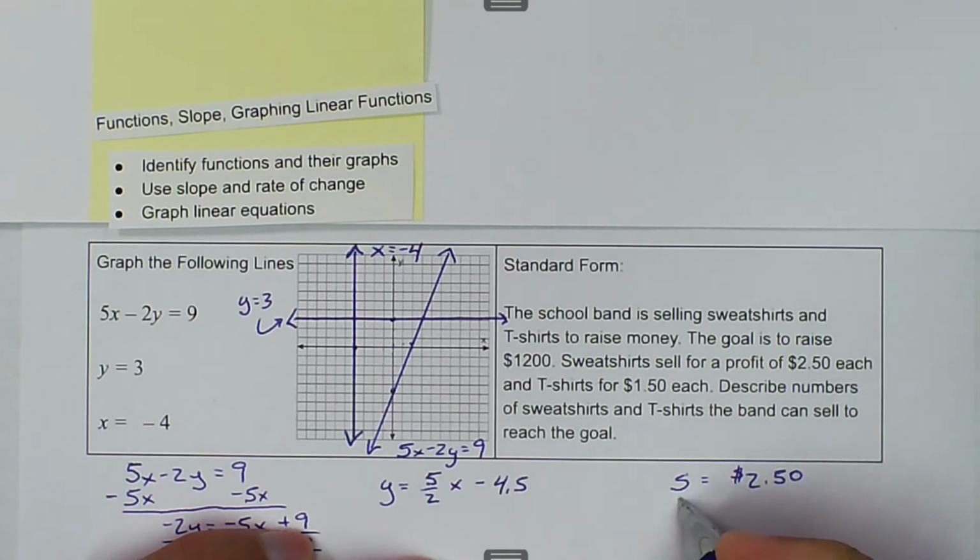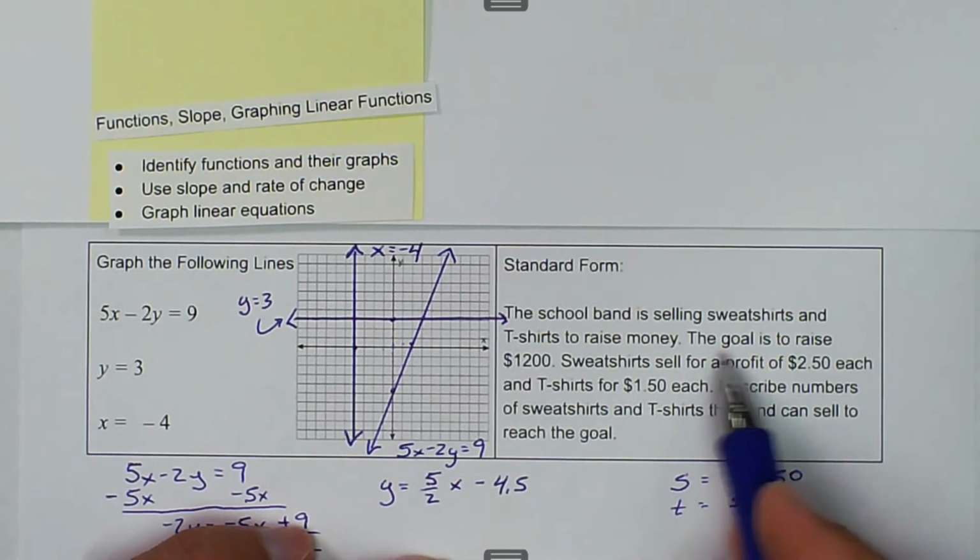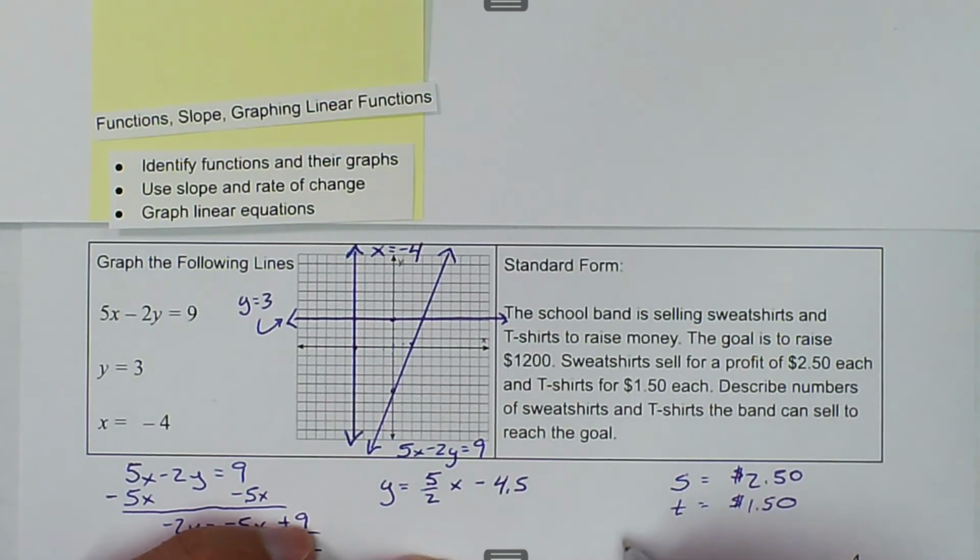And t-shirts, they sell for $1.50. Describe the number of sweatshirts and t-shirts the band can sell to reach the goal. So this is how much profit they get from each one of those. And the goal is to raise $1,200 exactly.